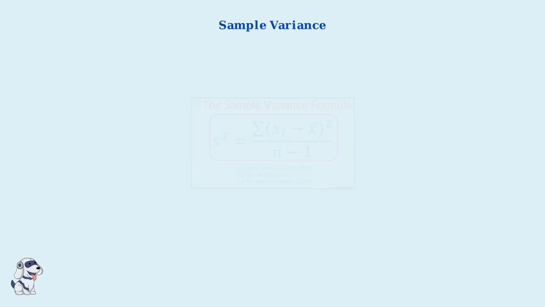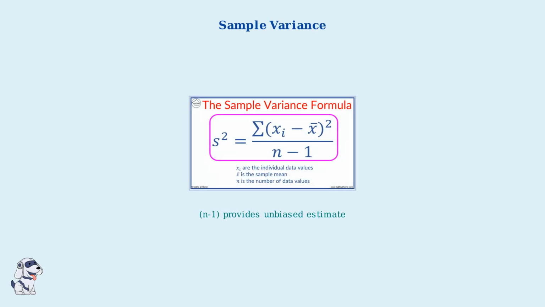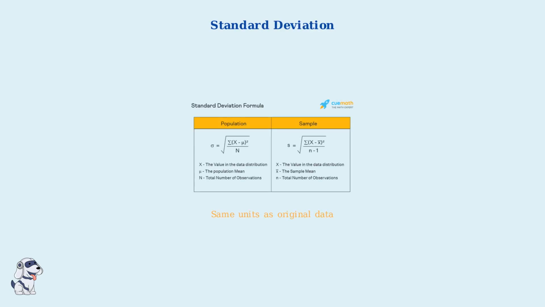For sample variance, we use a slightly different formula. Sample variance equals the sum of x minus x bar squared divided by n minus 1. The key difference is that we divide by n minus 1 instead of n. This adjustment, called Bessel's correction, provides an unbiased estimate of the population variance from sample data. Standard deviation is simply the square root of the variance. While variance is measured in squared units, standard deviation returns to the original units of measurement, making it much easier to interpret.